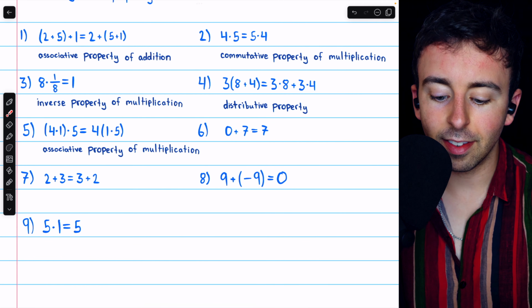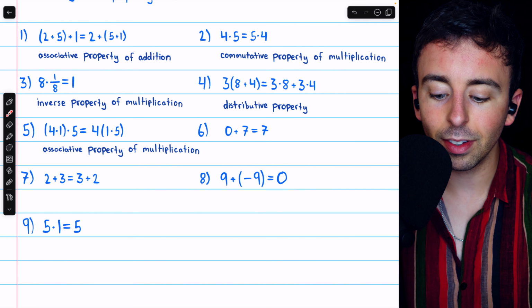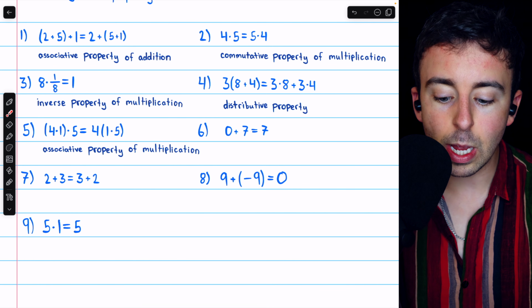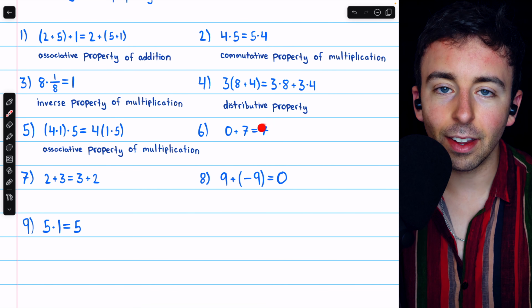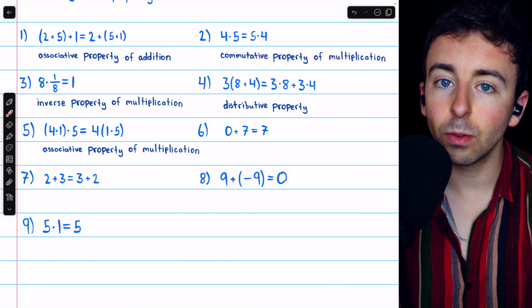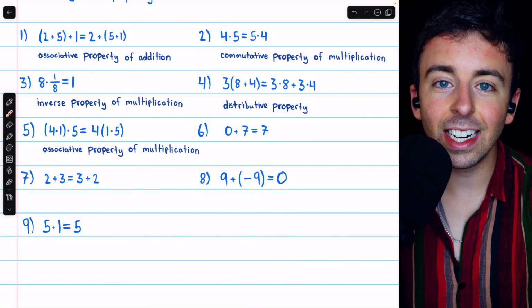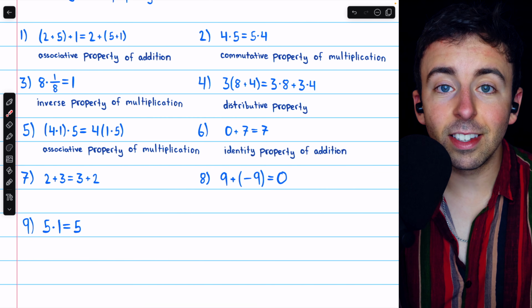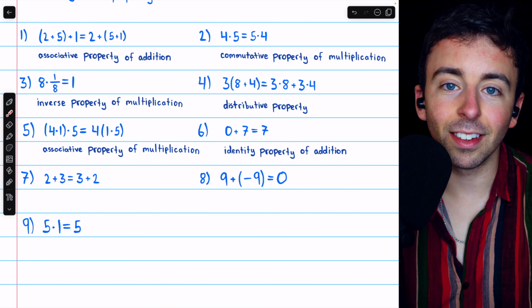Equation 6 says that 0 plus 7 equals 7. This is saying if we add 0 to something, it doesn't change it. We add 0 to 7, we get 7. That's the identity property of addition. If you add 0 to any number, the number doesn't change.